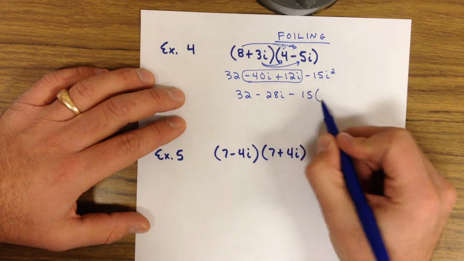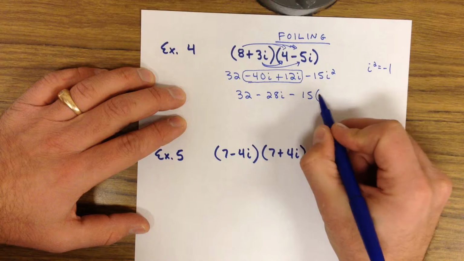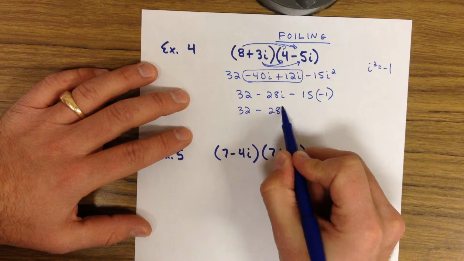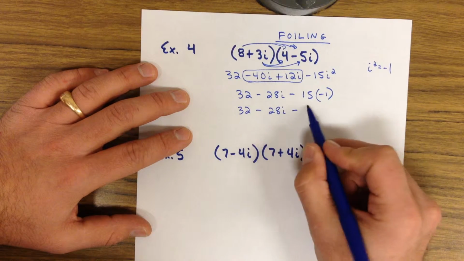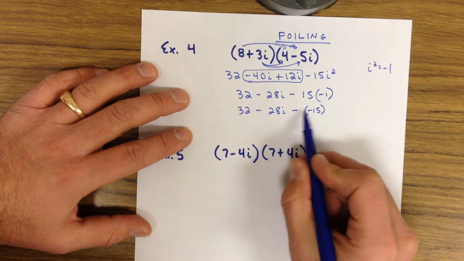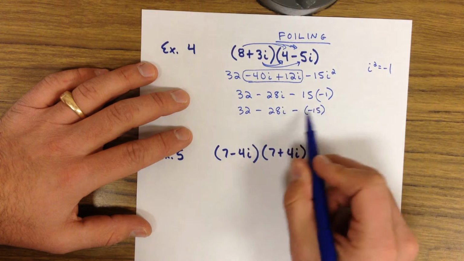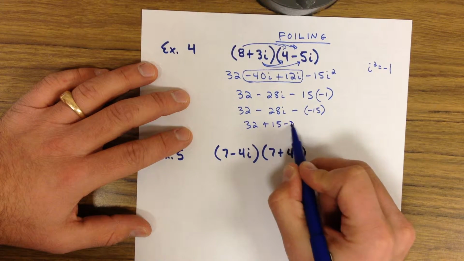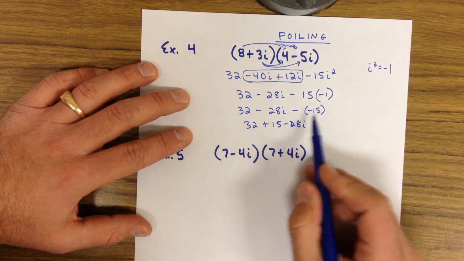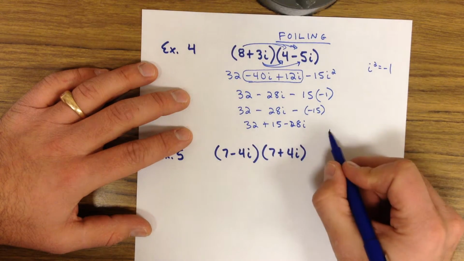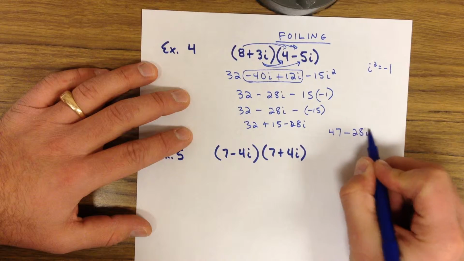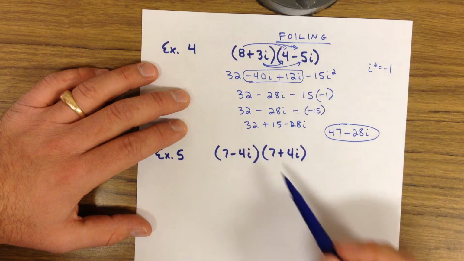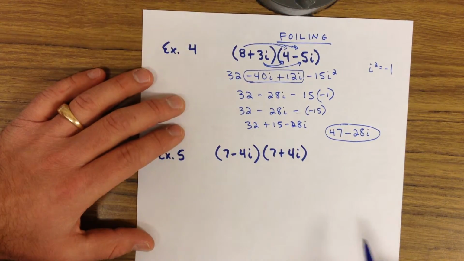Now this last one, again, i squared equals negative 1. So I can rewrite this as 32 minus 28i minus a negative 15. A double negative might as well be positive, so that's adding. So this is 32 plus 15 minus 28i. Putting those together, I can see that that's now 47 minus 28i. So be careful at the end there. You end up with a double negative, which turns positive when you're putting things together.